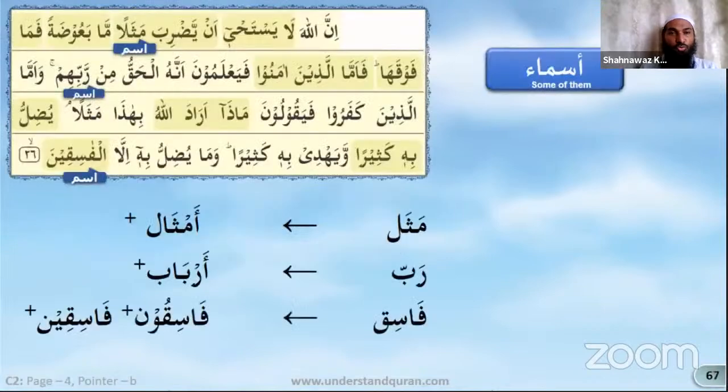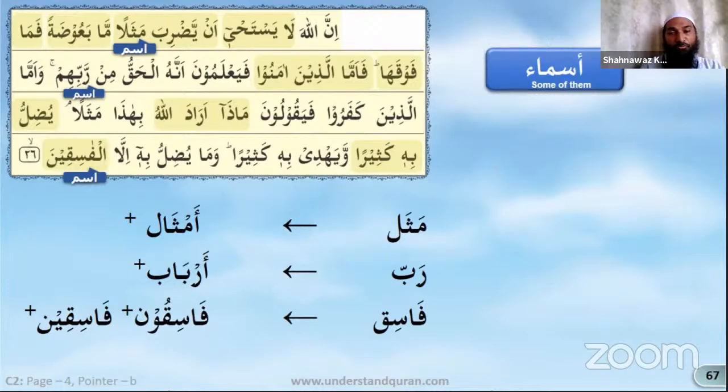With this, we'll go to the asma, the if'al, and the verbs. Asma are the nouns. The first noun is mathala. Mathalun is one example, and the plural is amthal. Amthal has also come in the Quran a lot of times. So mathalun, amthalun: example and examples, plural. Rab we already know, we have taken it many times. The plural of Rab is arbab, or many Rabs. Rab is basically a caretaker.